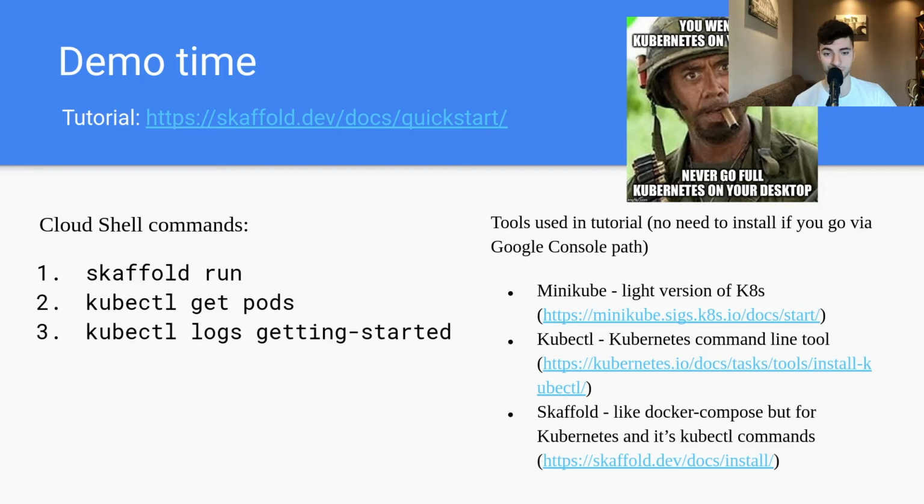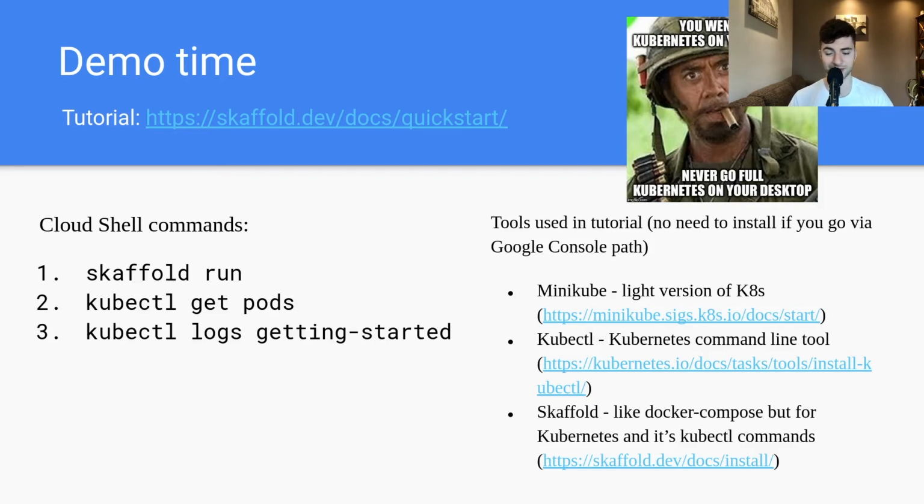I'm going to follow a tutorial which is located at scaffold.dev/docs/quickstart. In this tutorial, we're using a bunch of tools, which I'm going to mention to you. First of all, we're using this light version of Kubernetes, which is called Minikube. We're using the command line interface to Kubernetes called kubectl, and we're using a tool called Scaffold, which is where we get the tutorial from. Essentially, it's a Scaffold tutorial, which is a tool. You can think of it as like Docker Compose, but for Kubernetes.